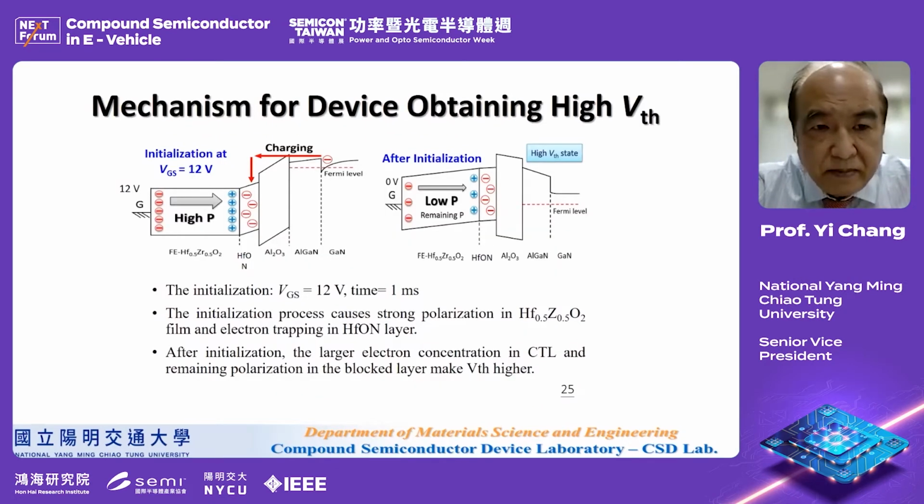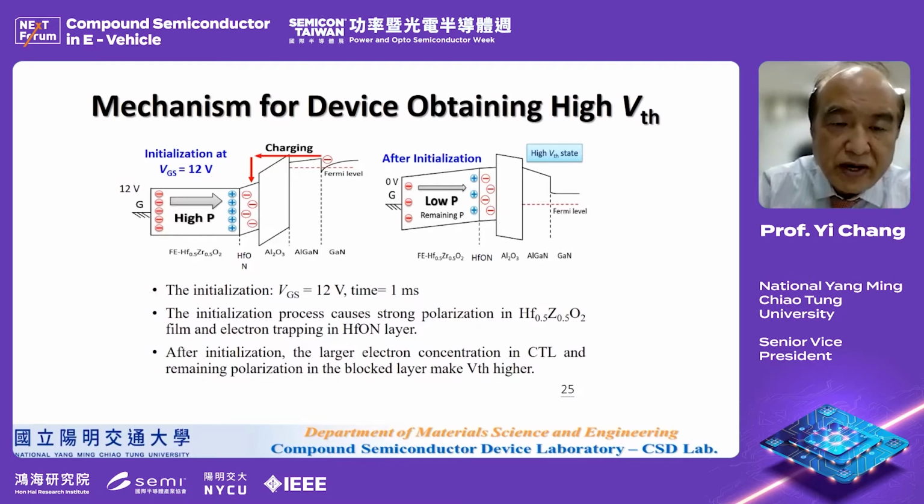The mechanism for achieving this high VTH is that you put in this ferroelectric layer, and after initialization, the polarization will remain there. If you design the structure properly, this polarization is against the electric field you apply. So you need to apply a high electric field to get a very high VTH, and that's the main reason why this device can have very high VTH. Meanwhile, we don't have to recess the device or do any damage to the channel region, so the current remains very high.